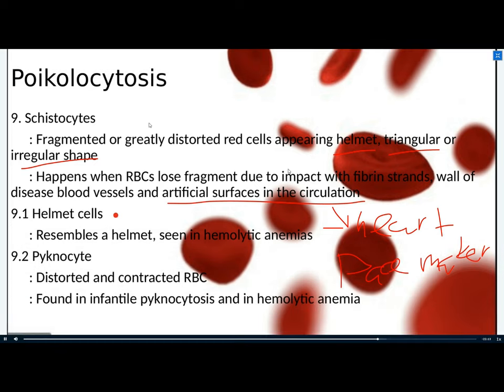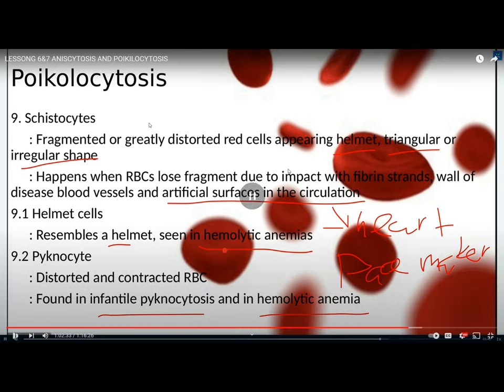Now, there are two types of schistocytes, the helmet cell and the pycnocyte. Your helmet cells, class, resemble a helmet and are seen in hemolytic anemias, while your pycnocyte is a distorted and contracted RBC, usually seen in infantile pyknocytosis and hemolytic anemia. Please copy.